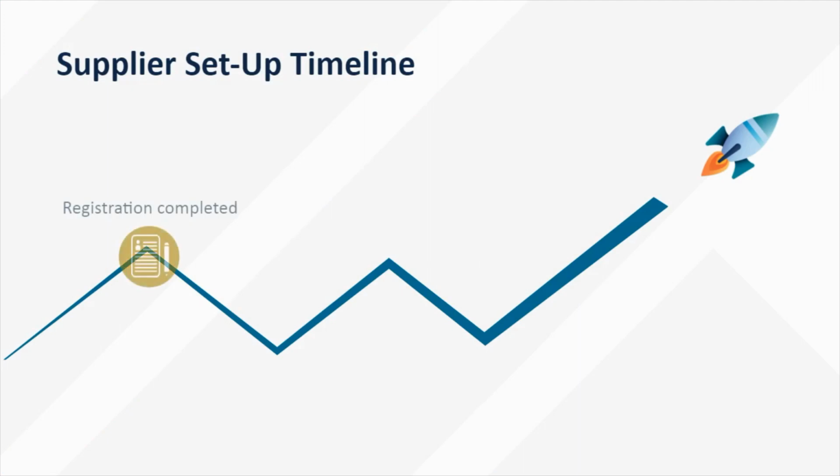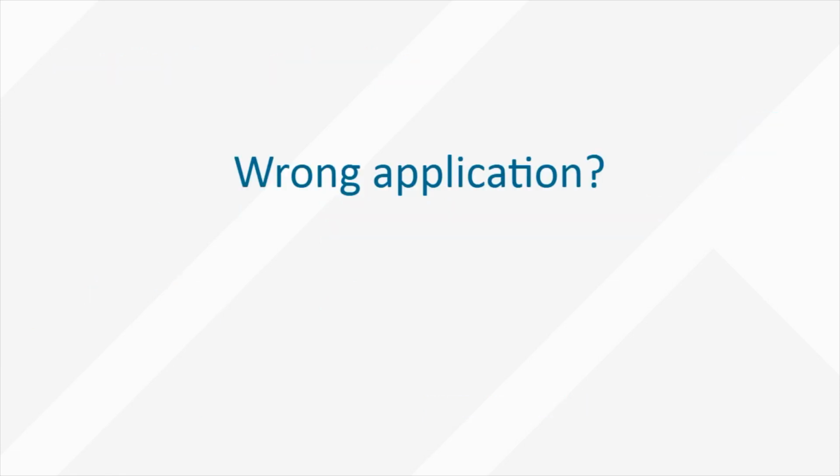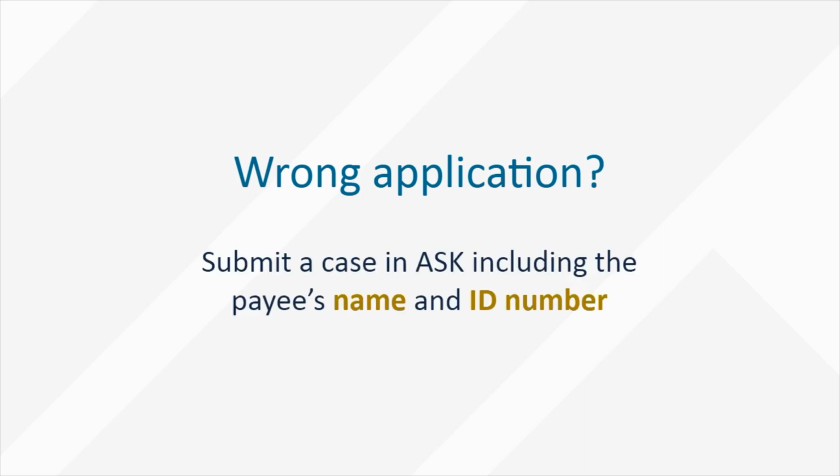Once the registration has been completed, you will receive an email notifying you that we have received their information. Our office will then create a profile for the payee in our financial system and make them available in the appropriate application. Once this has been completed, you will be notified when your payee is available for your use, as well as the application in which the payee was set up. If you realize that your payee is set up in the incorrect application, then you may submit a case through Ask, including the payee's name and ID number, to request they be added to a new application.